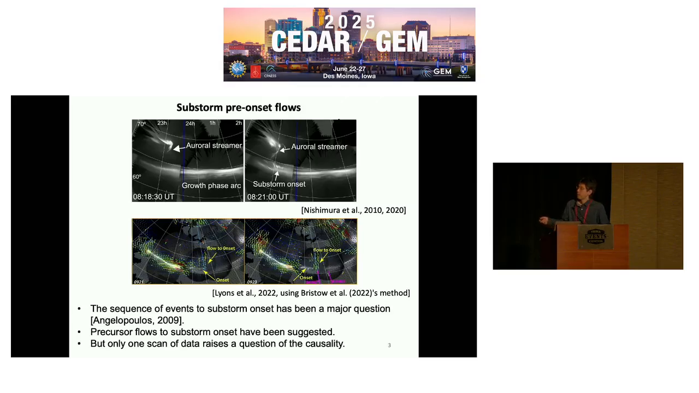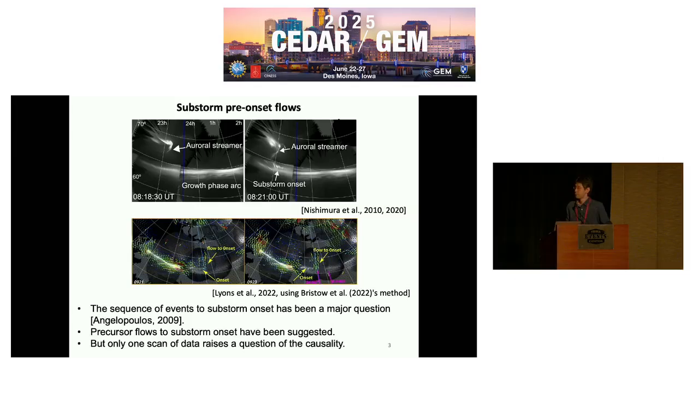Back then, we didn't have any event with great flow measurements, so we were just speculating what the flows were doing. And then by using Bill Bristol's technique with 2-minute resolution convection maps, we were able to see that there are indeed fast flows prior to substorm onset. So substorm onset took place over here. Two minutes before, there was an indication that there was a plasma flow going toward an auroral arc.